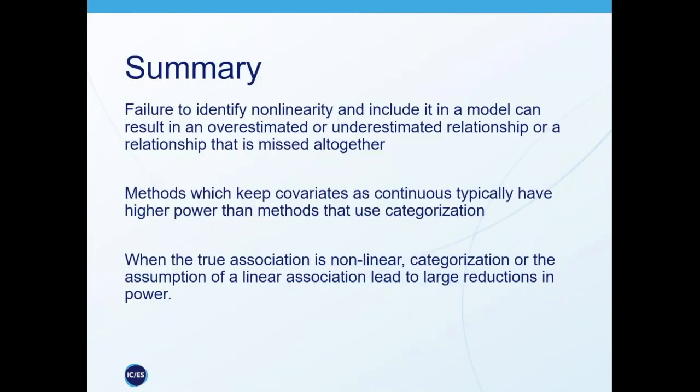So in summary, if you fail to identify nonlinearity and include it in a model, you can do anything from overestimate or underestimate the power of a relationship to missing a relationship altogether. Models which keep the covariates as continuous are typically better than models which categorize the covariate when it's a continuous covariate. And again, as I said right in the beginning, if the true association is nonlinear and you decide to categorize or assume a linear relationship, you lose power to detect that, in fact, there is a relationship at all.